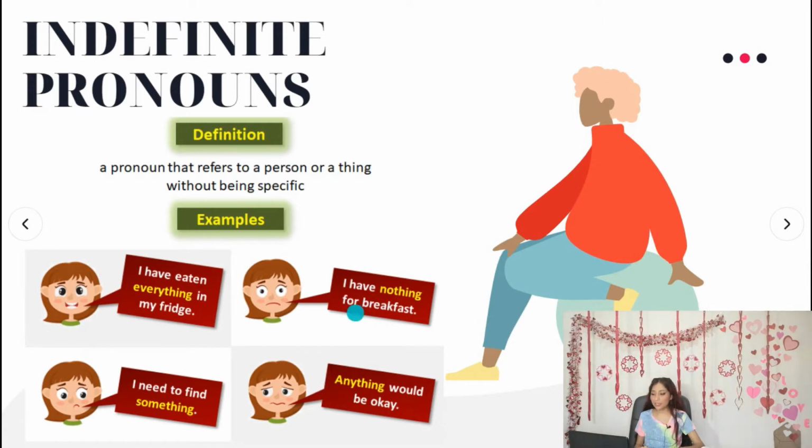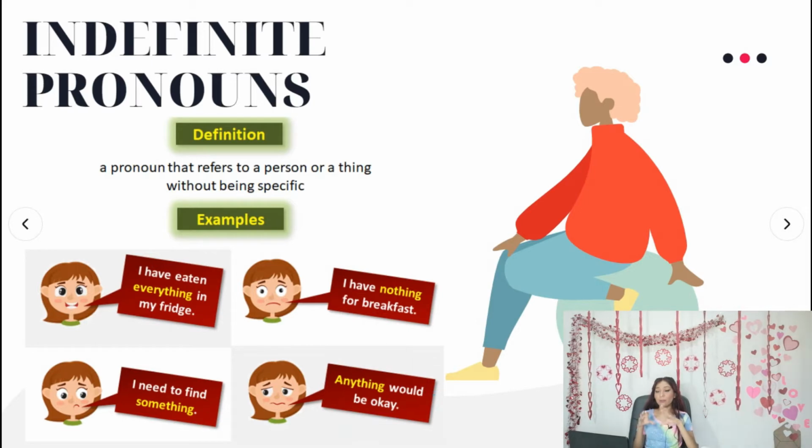So here you have some examples. In yellow we have the indefinite pronouns: everything, nothing, something, anything. Have you seen these words before? Yes, right? So these are called indefinite pronouns. I have eaten everything in the fridge. I have nothing for breakfast. I need to find something. Anything will be okay, okay?